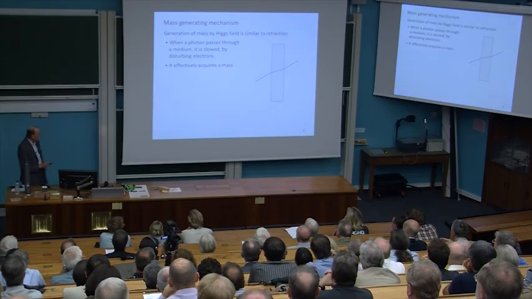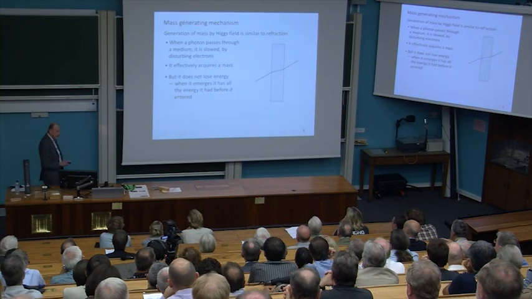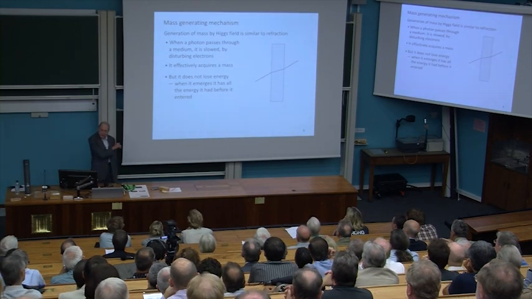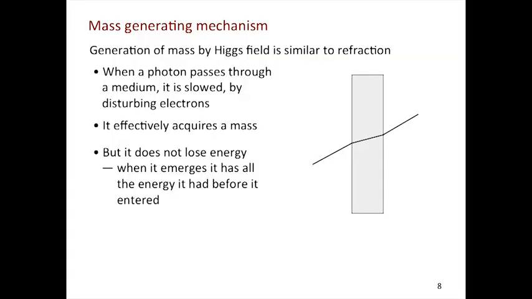And so it effectively acquires a mass as it's going through the medium, and that goes slower. But notice that it doesn't lose any energy. This is not like going through treacle. There's no loss of energy involved. When the photon emerges from the far side, it has exactly the same energy that it had when it went in. It sort of lends its energy, if you like, temporarily to the electrons, and that slows it down, but it gets it back on the far side.